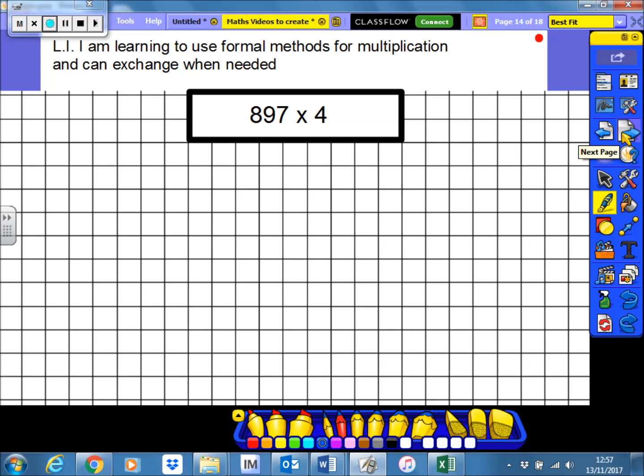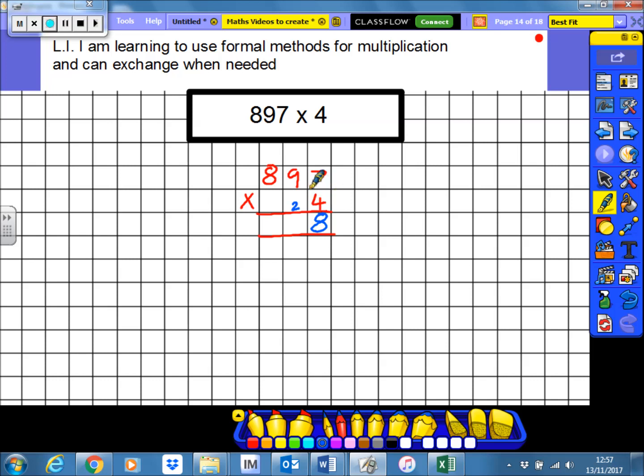Now, a slightly more challenging one. Slightly bigger number, but let's follow the same process again. So we have 897 times 4. 4 times 7, 28. I can write down the 8, but the 20 is too big, so it's going to have to exchange upwards and wait in the next column to be added on.